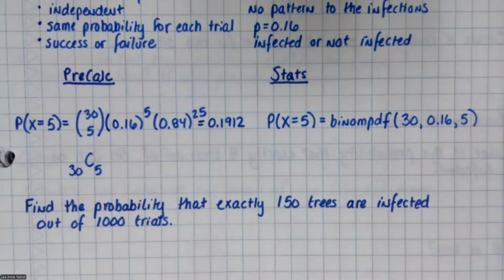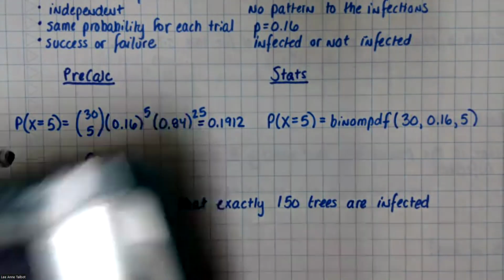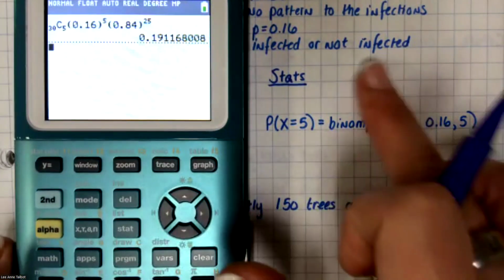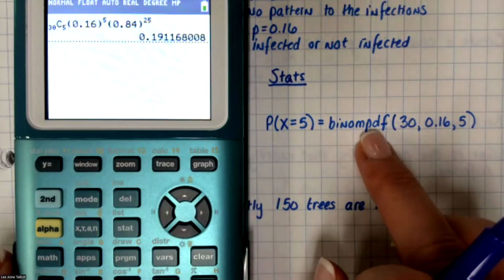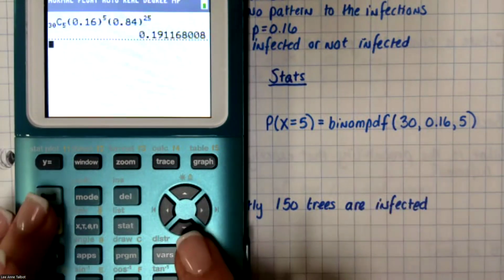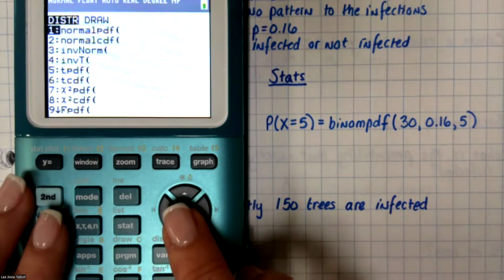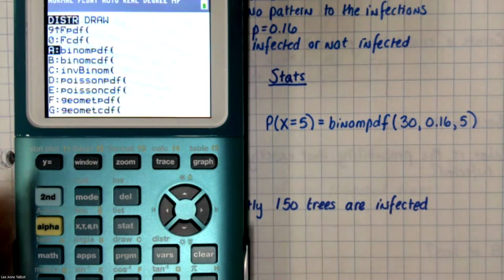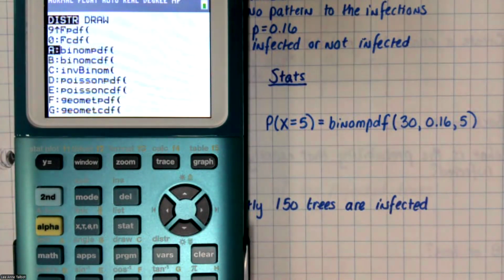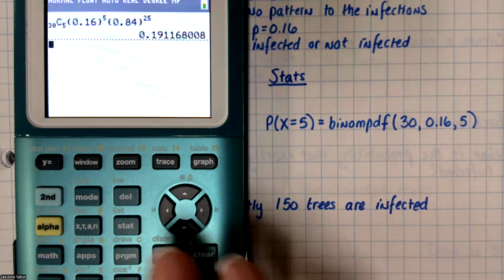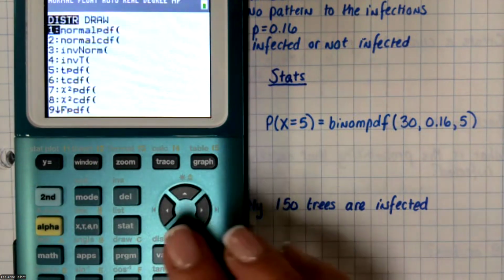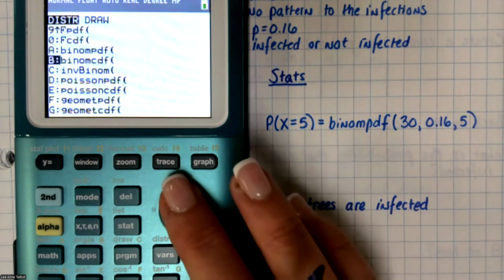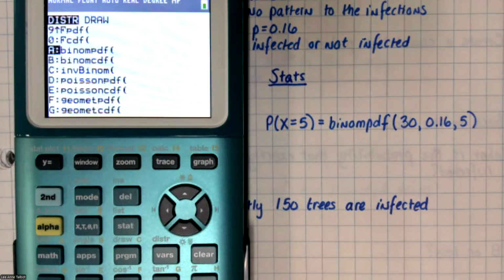Okay, let's do this together and let's see what it wants. Binomial PDF is located in the same spot as normal CDF. So go second vars. And then I'm really lazy, I scroll up instead of down. You can scroll down if you want to, but I scroll up because it's faster.